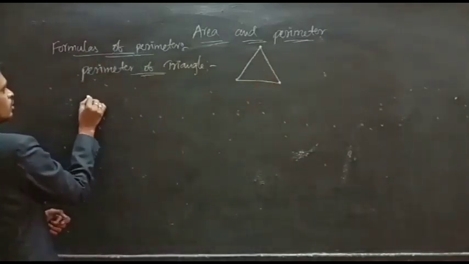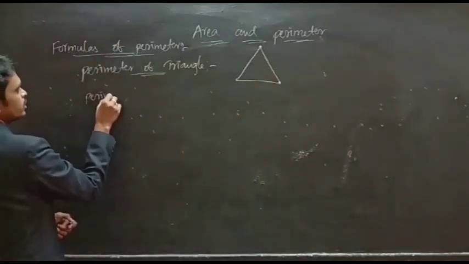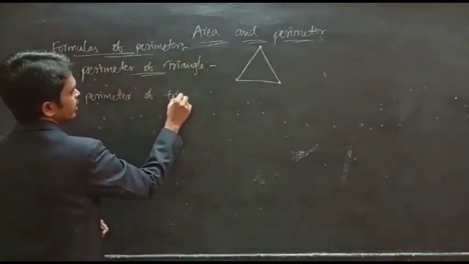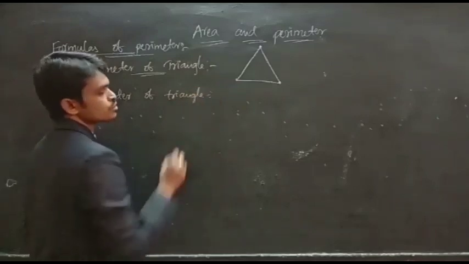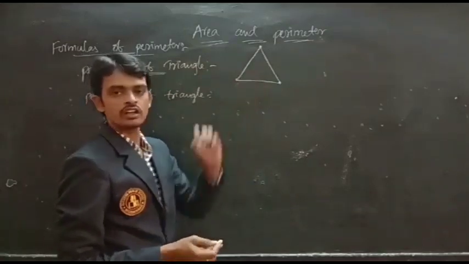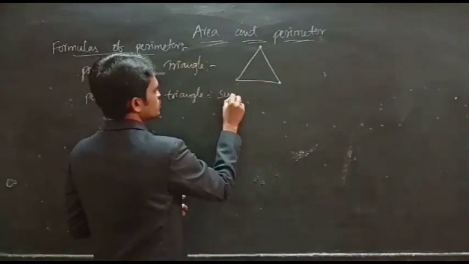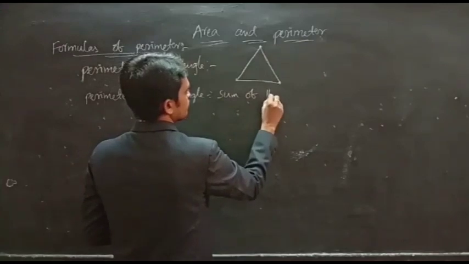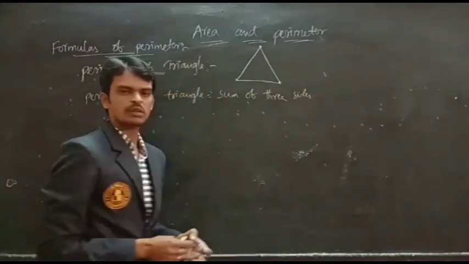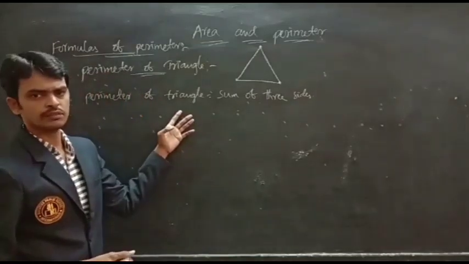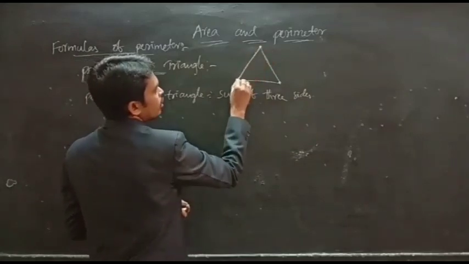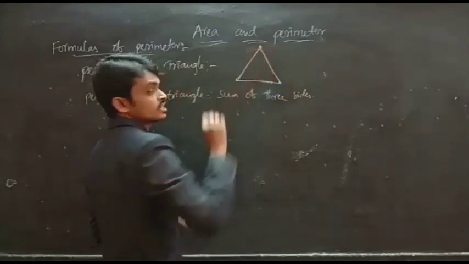Then the perimeter of a triangle is equal to the sum of 3 sides, or the sum of all its sides, we can also write. The perimeter of a triangle is very simple: the sum of all sides, nothing but the sum of 3 sides.